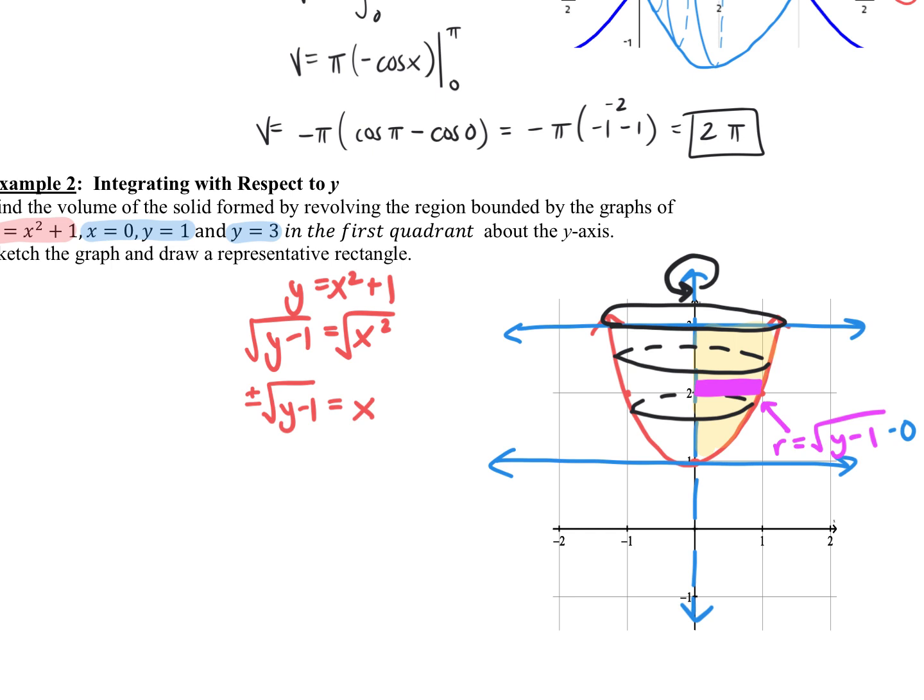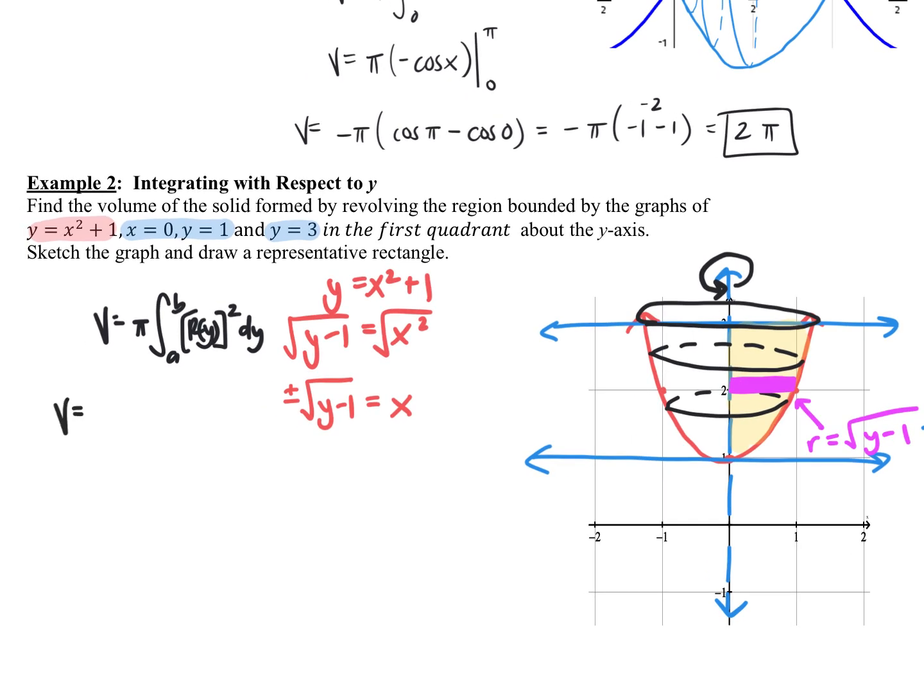I'm taking that radius and I'm going to plug it into my formula with respect to y. So when I'm integrating this, my volume is pi times the integral of a to b of r sub y dy. We're in respect with y this time. Sorry, that's a little cramped there, but same exact formula, but in terms of y instead. So I'm going to have pi times the integral of the square root y minus 1 squared dy.